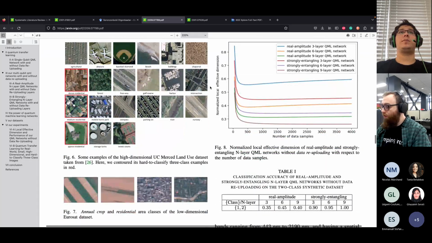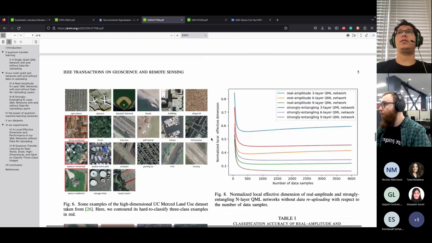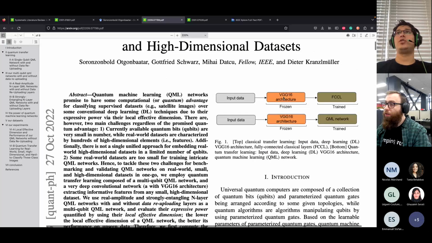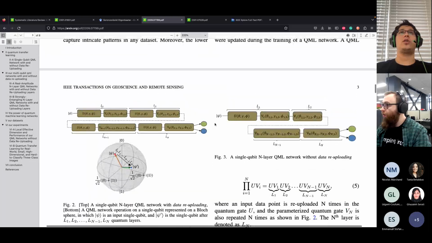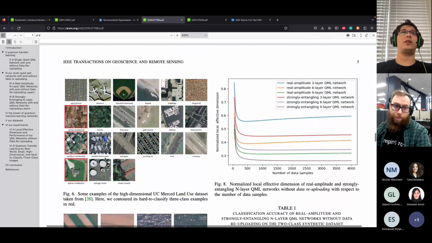So this paper seems all right, but again, as you have here in this figure, you need this big neural network to reduce the size of your image. So this image does not go directly into the quantum circuit.